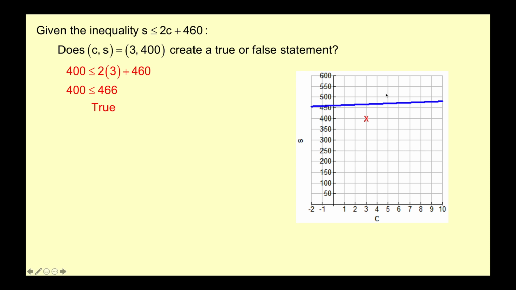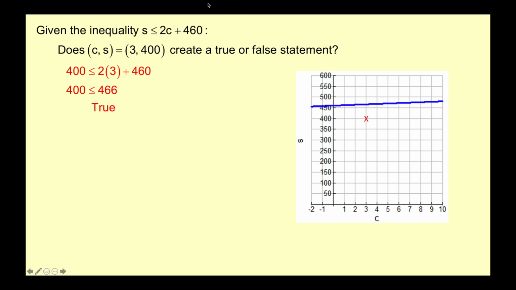Now that means that if I were to graph this line right here, s is less than or equal to 2c plus 460, it would look like this. Because the point at (3, 400), which is right here, gave us a true statement, that side should get shaded. So we would shade in this region. And that's one way to determine where to shade.